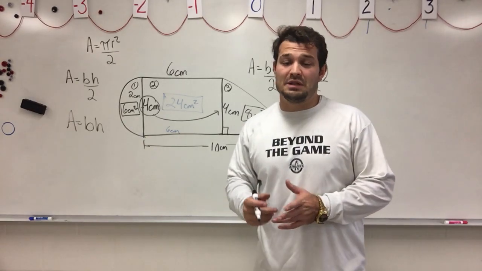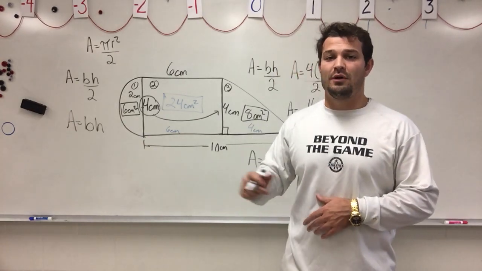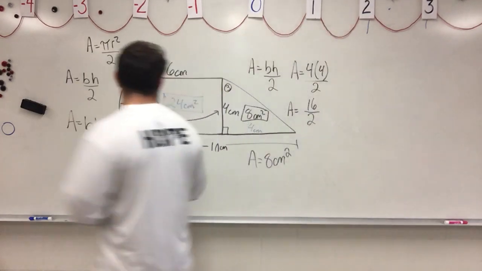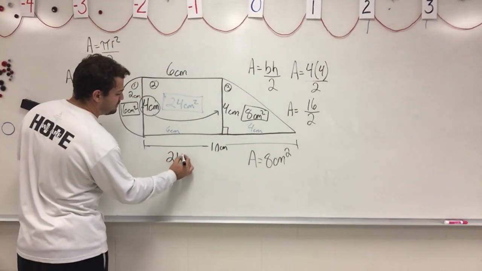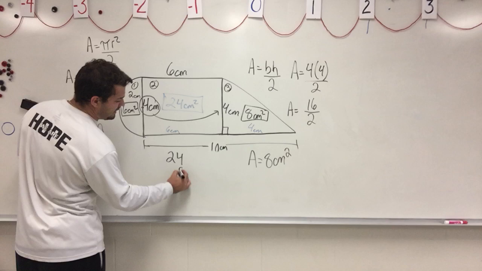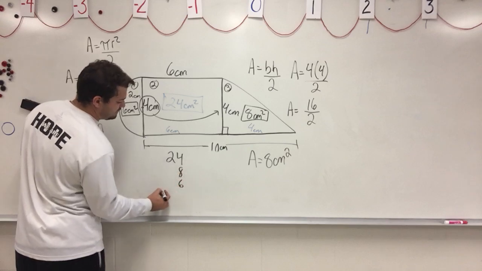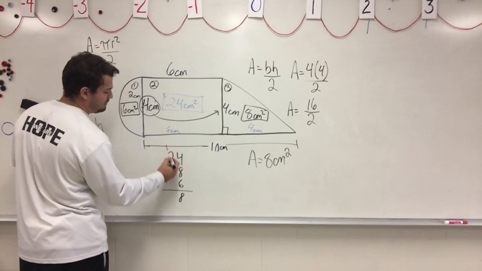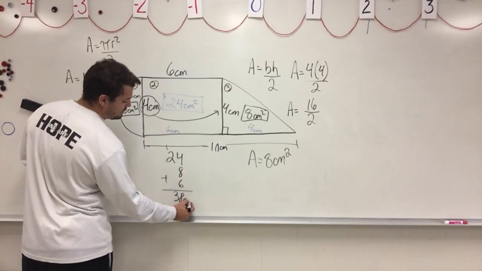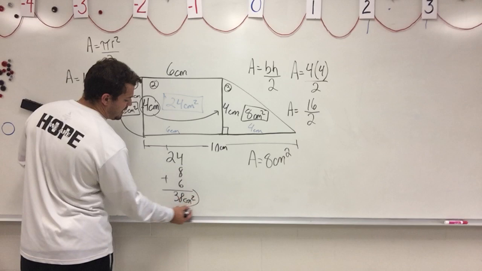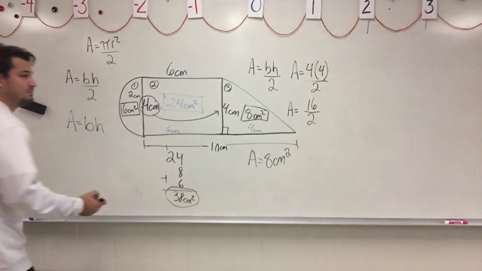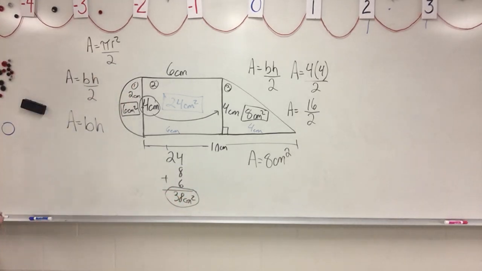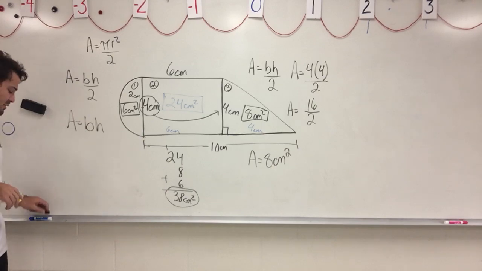Our final step is to then add the area of all 3 of our individual shapes. So I'm going to take 24 plus 8 plus 6. Add all of that together, and you get 38 centimeters squared for the area of our composite figure.